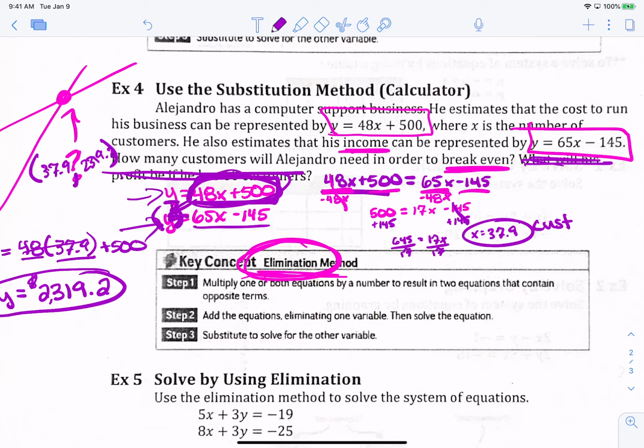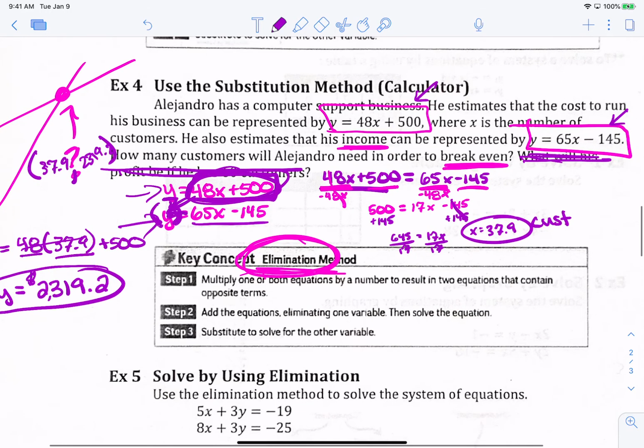We're not going to worry about that. You see? This is income. This is cost. We would plug it into both and then subtract the two. Okay, but I don't have room, so we're going to skip that part.